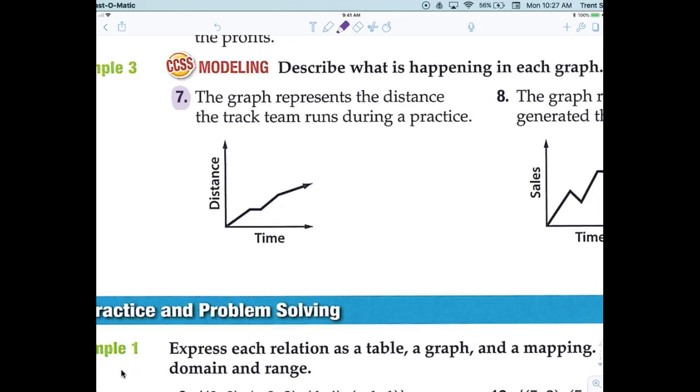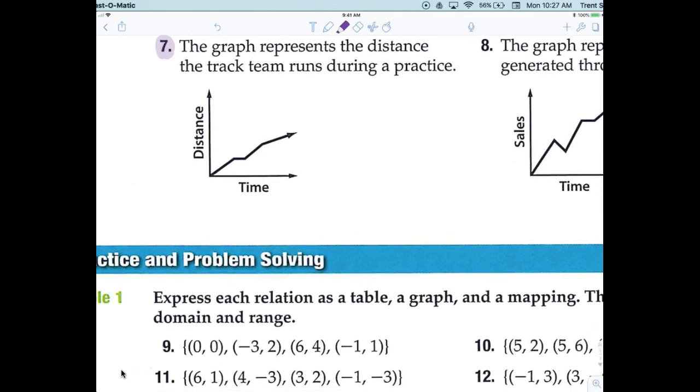So what is the y value? Distance. And what is the x value? Time. Exactly. So what's happening to the distance over time? It's increasing. Whoever said that, that's perfect. It's exactly correct. Over a certain period of time, the distance is increasing.